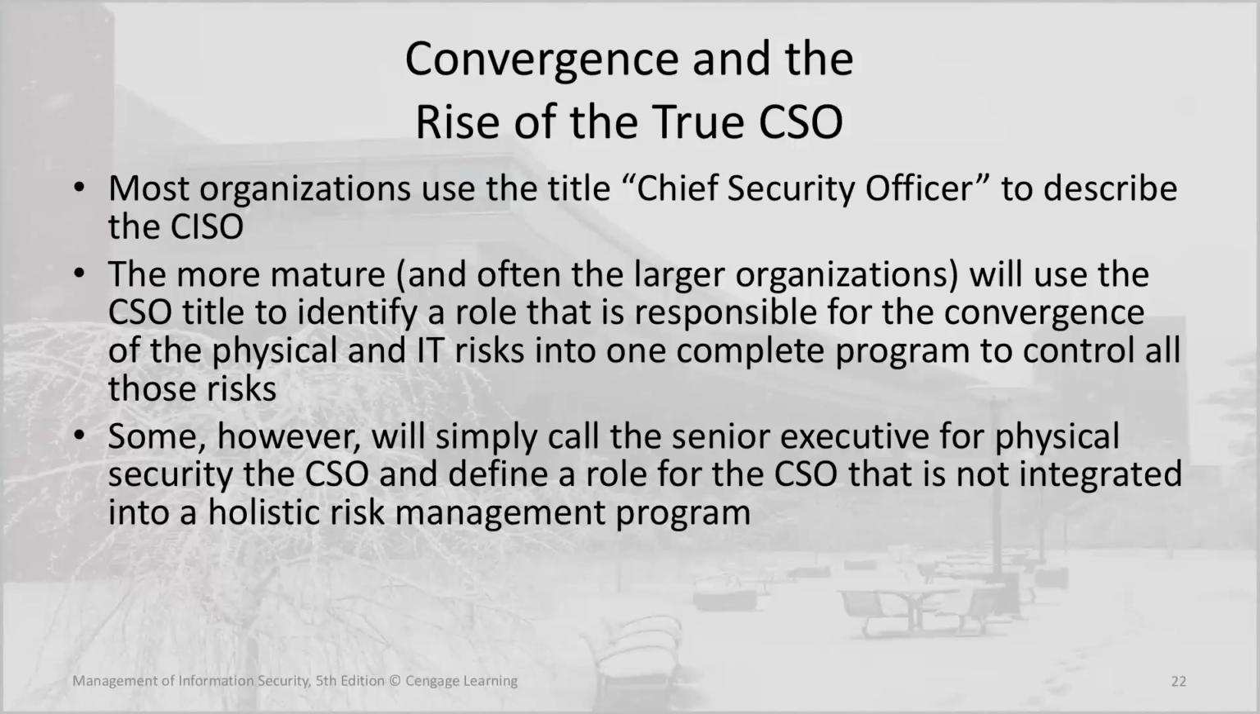Most organizations use the title Chief Security Officer to describe the CISO. The more mature and often larger organizations will use the CSO title to identify a role that is responsible for the convergence of the physical and IT risks into one complete program to control all those risks. Some, however, will simply call the senior executive for physical security the CSO and define a role for the CSO that is not integrated into a holistic risk management program.